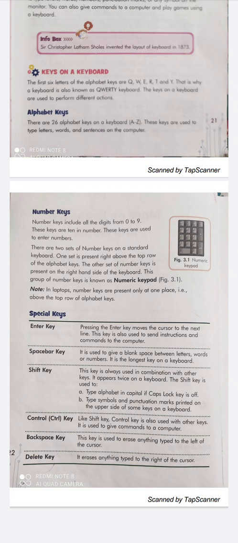There are two sets of number keys on a standard keyboard. One set is present right above the top row. See here, in figure 3.1 it is given.